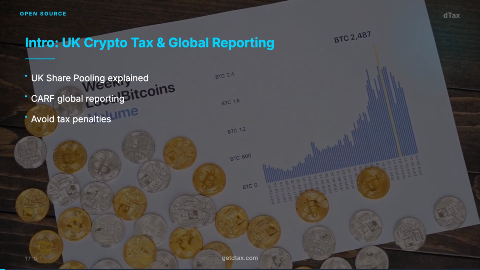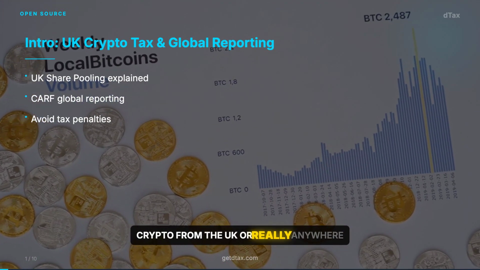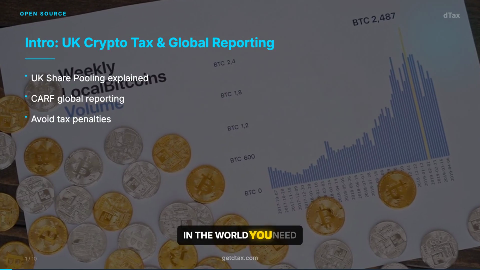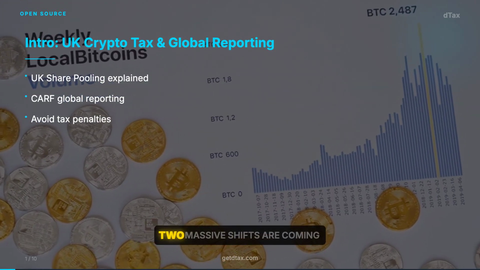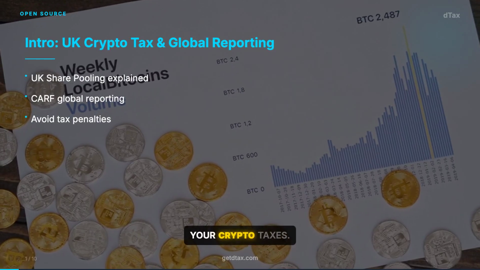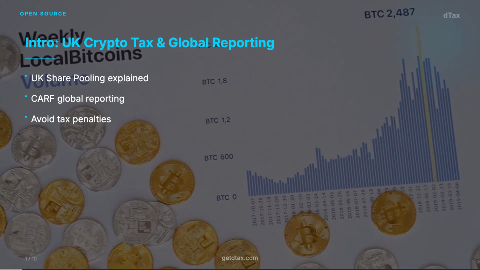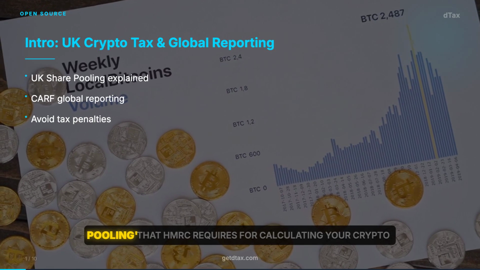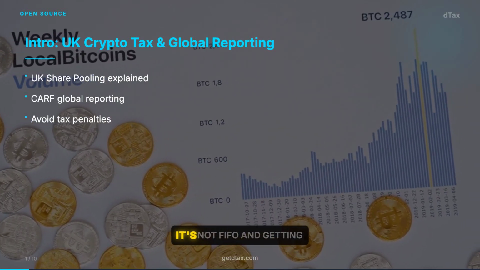If you're in the UK, getting your crypto taxes right is crucial, especially with HMRC's specific rules. And for everyone globally, a massive change is coming that will impact how your crypto transactions are reported to tax authorities worldwide. We're talking about automatic exchange reporting that kicks off as early as 2027.